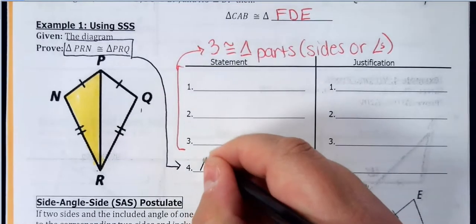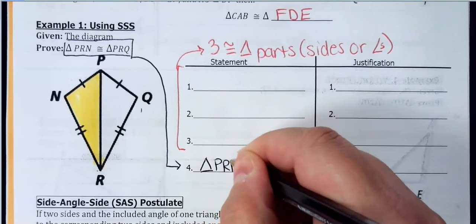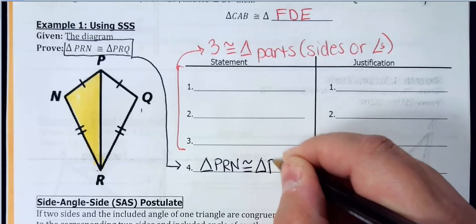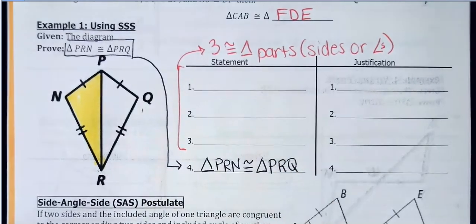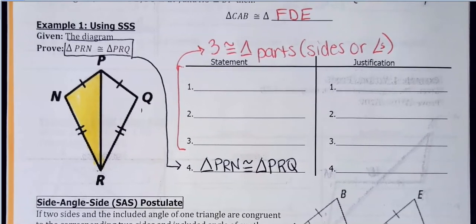So without doing the problem at all, I can at least get 1 point here by writing in what I'm supposed to prove. I don't have a justification to back that up yet, but I at least know that last step, whatever you're trying to prove, should be the last step. The first 3 steps, I need congruent triangle parts. So I'm just going to go back to the diagram here real quick. In this problem, the given just says diagram. It doesn't say I have a midpoint or a bisector or anything like that. It just says the diagram, so you have to look at the diagram.